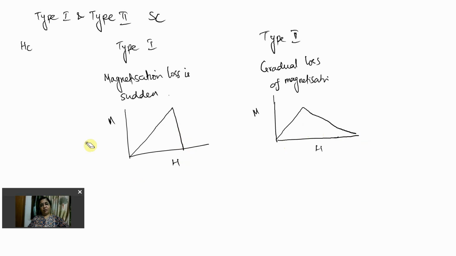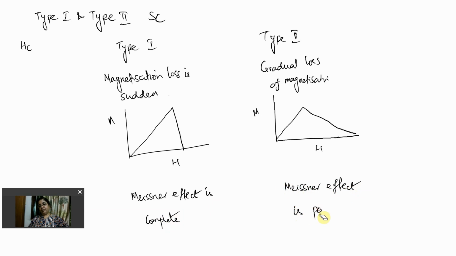Now based on this itself, you can tell the other properties. So Meissner effect is complete here. Meissner effect is partial here, because the lines of force are immediately expelled in type 1, and the lines of force are gradually expelled in type 2. So again, based on that, only one critical field.